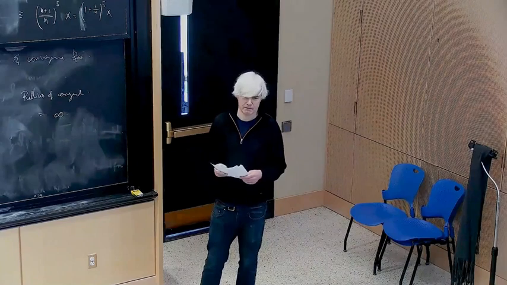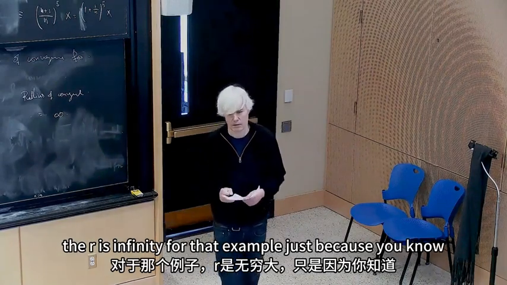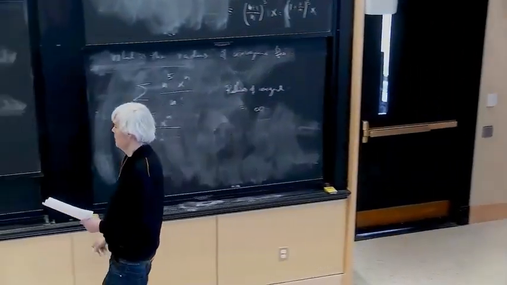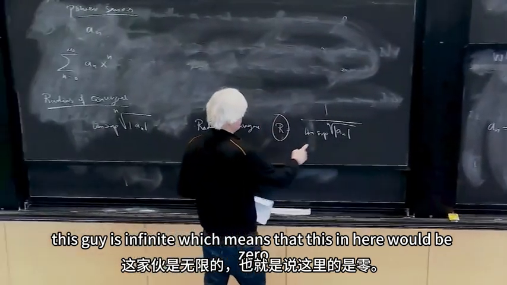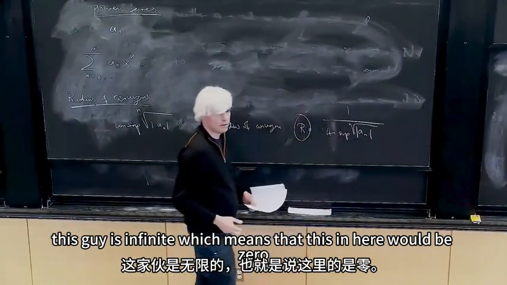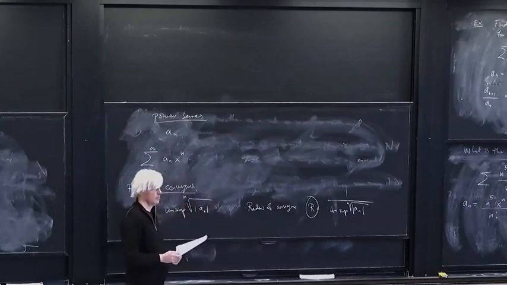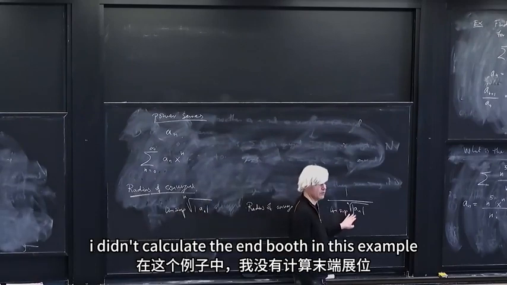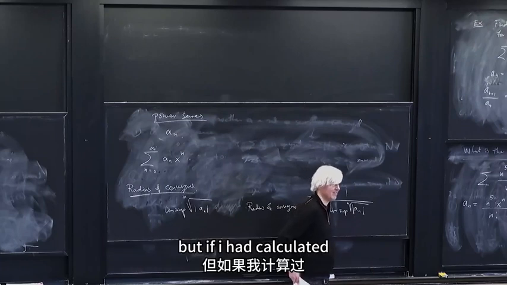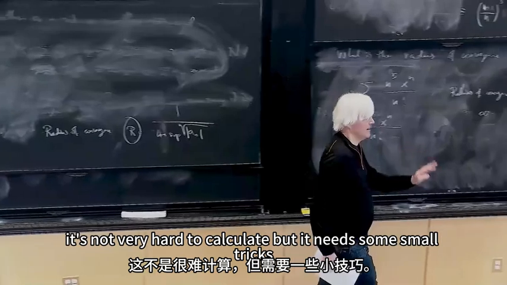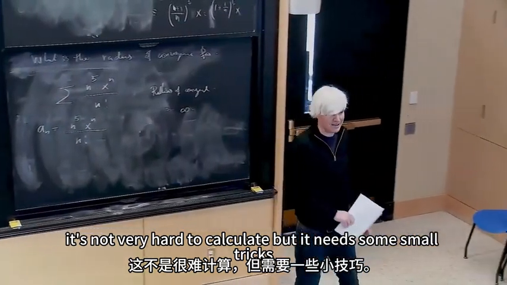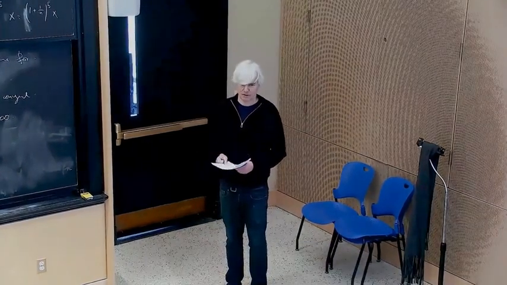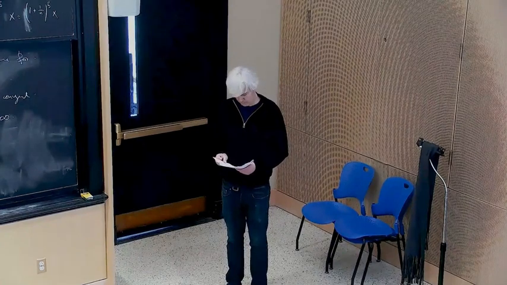Okay. Yeah. So the reason you know that R is infinity for that example was because you know it's convergent for all x, not because of the root calculation. So in this example here, this here is infinity, which means that this thing here would be 0. But I didn't actually calculate the n-th root in this example. If I had calculated it, it's not very hard, but it needs some small tricks, and we haven't talked about it. So that's why I did it like that.